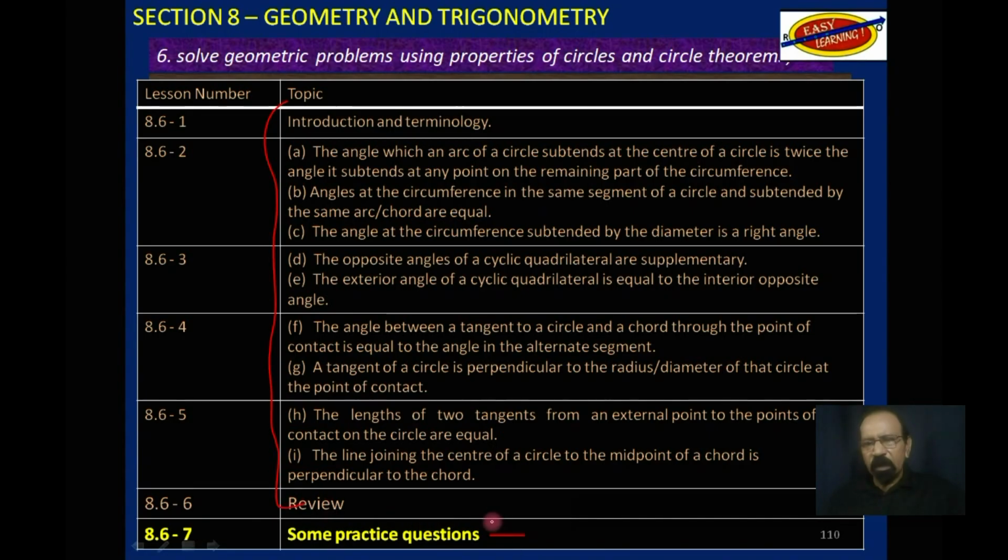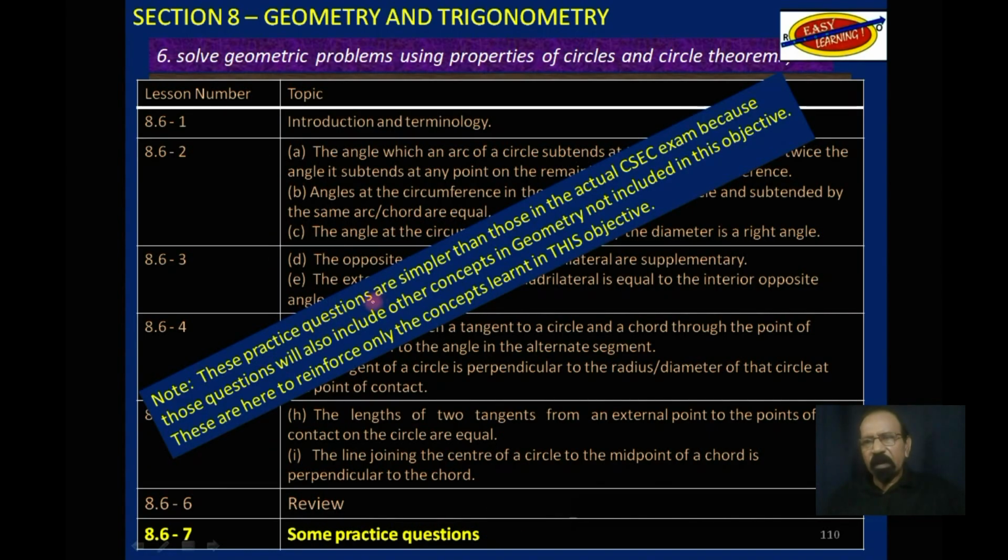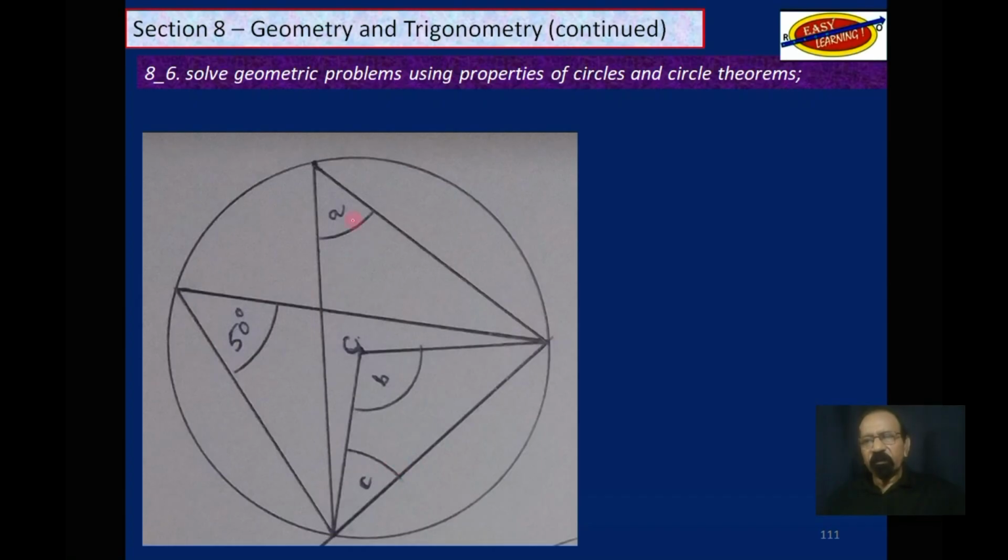Now we will look at some practice questions. Now these practice questions are simpler than those in the actual CSEC exam, because those questions in the exam will also include other concepts in geometry not included in this objective. These are here to reinforce only the concepts learned in this objective. So here you have a diagram, and you know this angle is 50 degrees. What is that one, and that one? And you have to give your reasons.